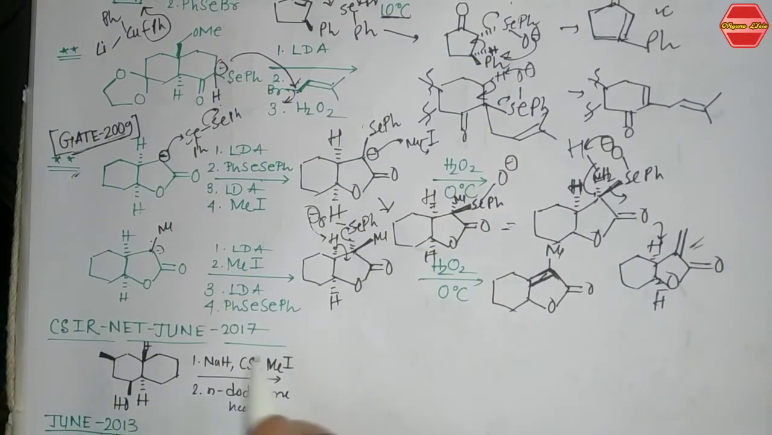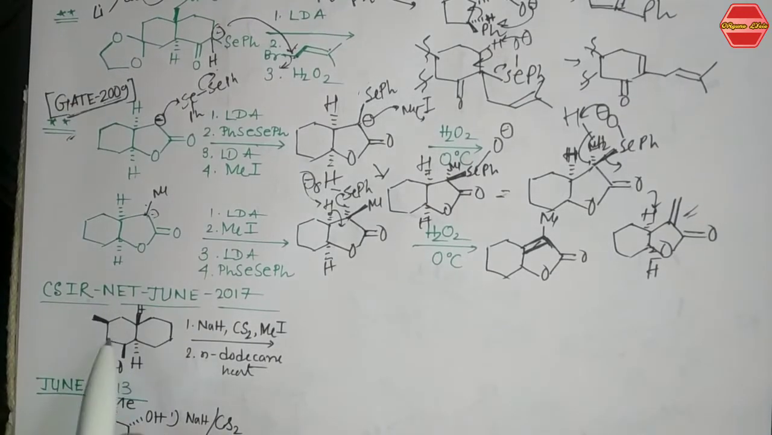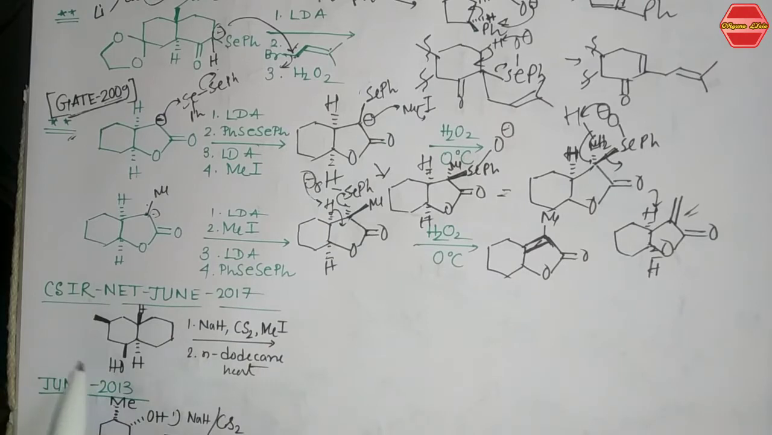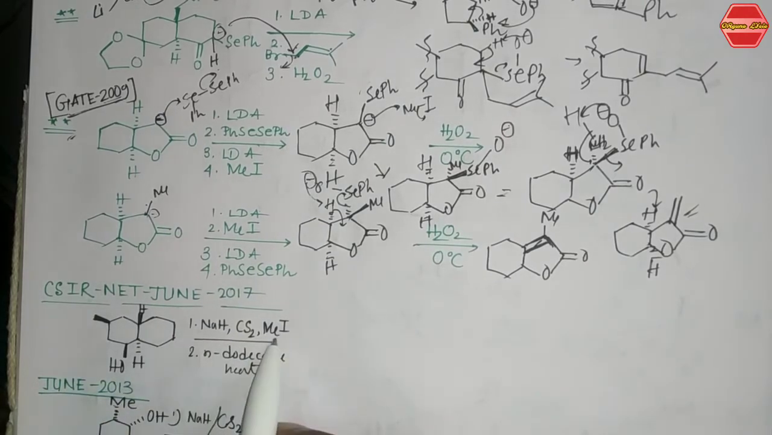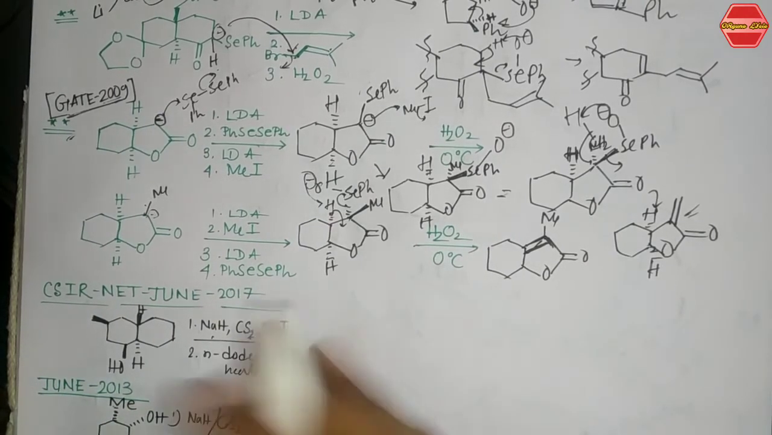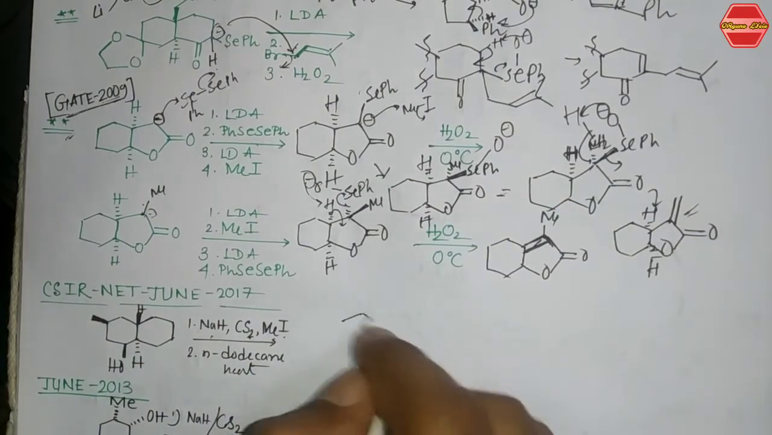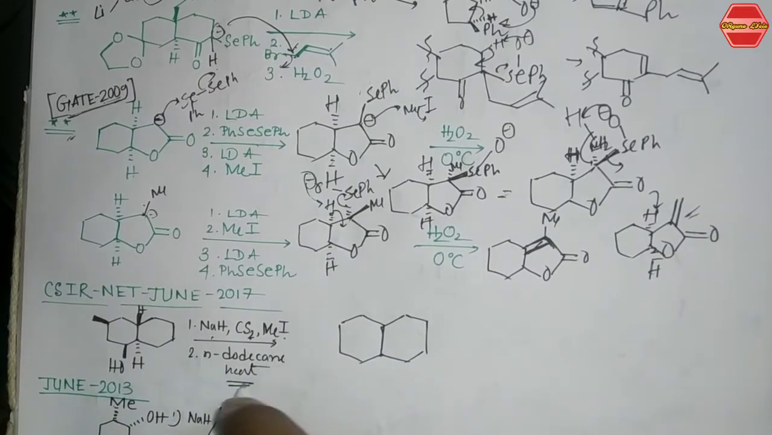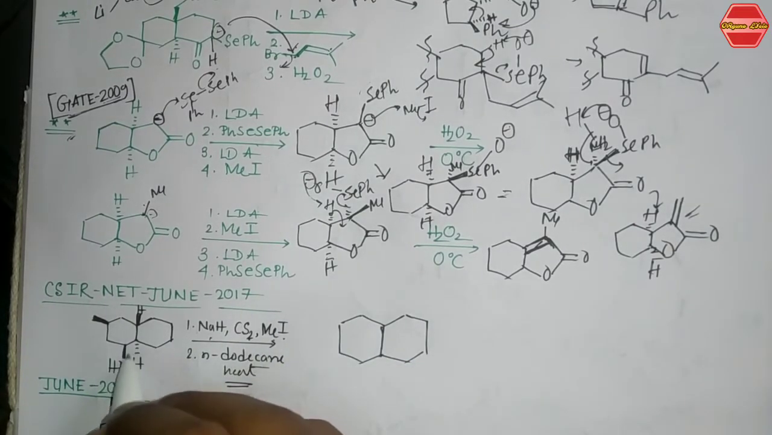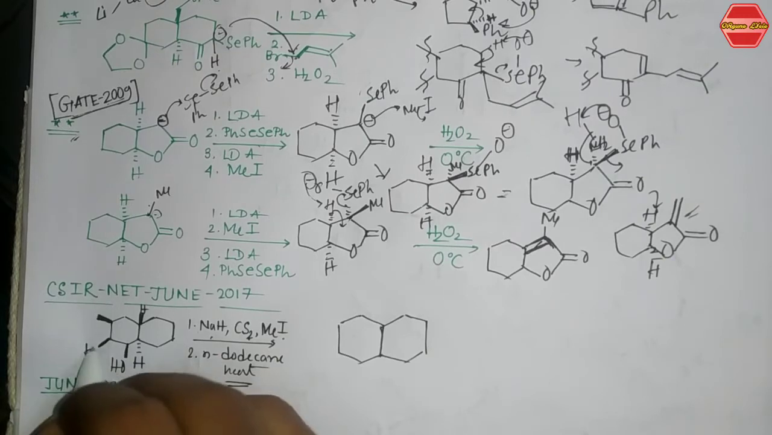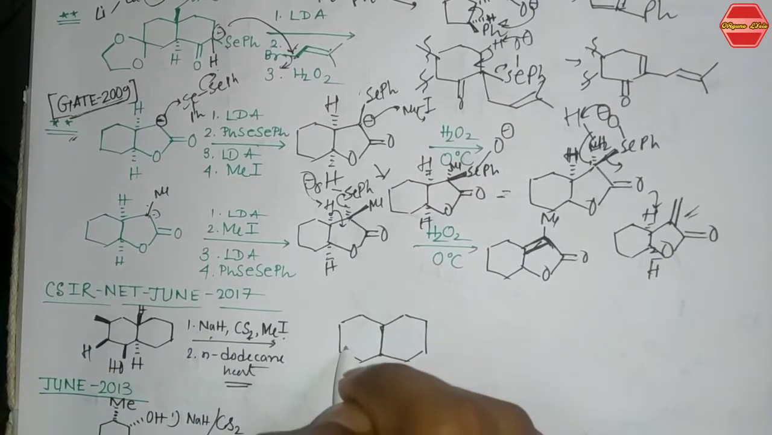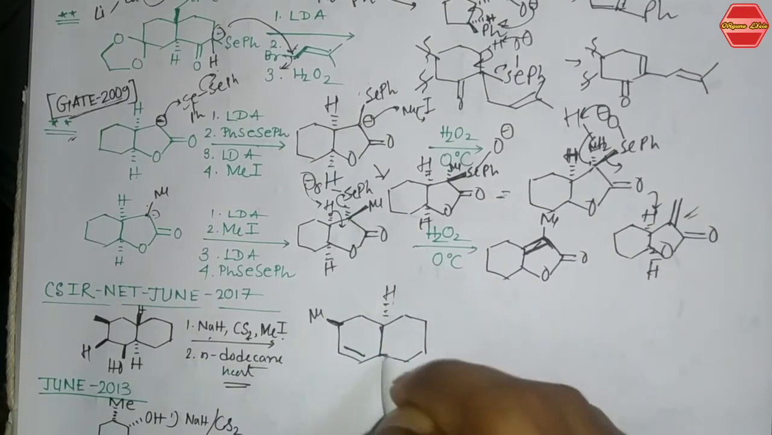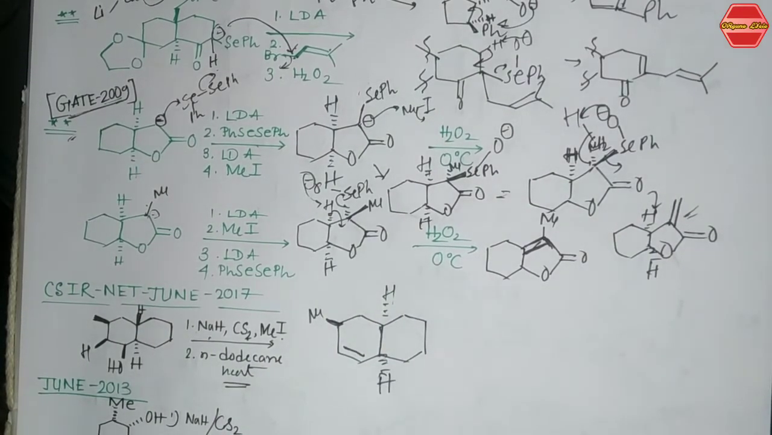Next comes the previous year question that we have. The question came in CSIR NET June 2017. The question says you have this one with sodium hydride, CS2, methyl iodide, all the similar conditions, and you can easily predict the product, and heat is given to you. You can see that the hydrogen is below the plane, so from here the alkene formation takes place, that is this one. So this is your final product for this reaction.